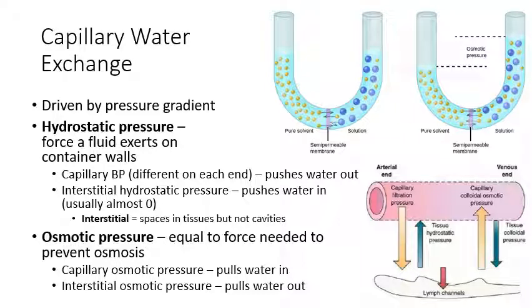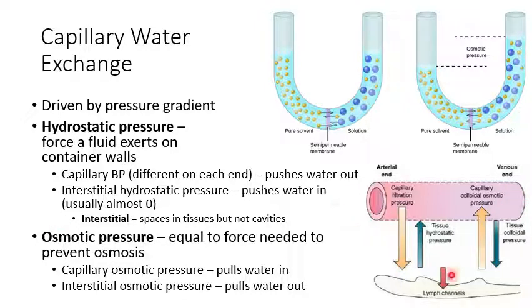So just like you have two hydrostatic pressures, you also have two osmotic pressures at work here. You have the capillary osmotic pressure that's caused by all the solutes inside of the capillaries. So water is attracted into the capillaries by those solutes. The main one would be albumin. You also have the interstitial osmotic pressure, which is the osmotic pressure of the tissues around the capillaries. That's all the solutes in those tissues attracting water out of the capillaries into the tissue. So the capillary hydrostatic pressure, which is the blood pressure in the capillaries, the interstitial hydrostatic pressure, the capillary osmotic pressure, and the interstitial osmotic pressure all interact with each other to create the pressure gradient that drives capillary water exchange.